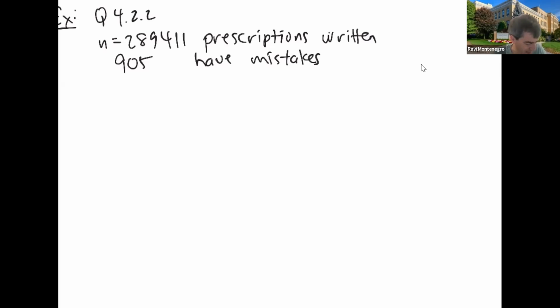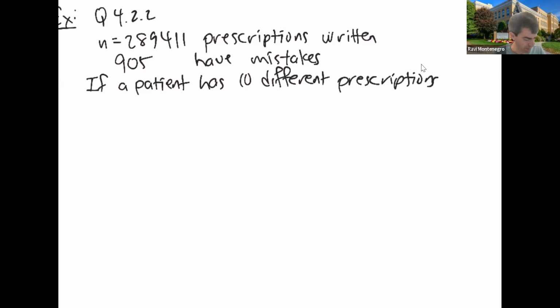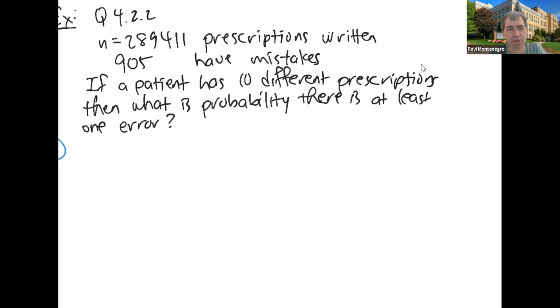And the question we're being asked is, if a patient has 10 different prescriptions, then what is the probability there will be at least one error? Let's do this with Poisson, and then I'll follow it up with the correct binomial answer. If you're looking at this, you're going to find the binomial answer is not that hard, and so it actually feels like Poisson is a waste. I'll explain in the next screen why Poisson is still relevant in cases where we might be looking at something like only one error.